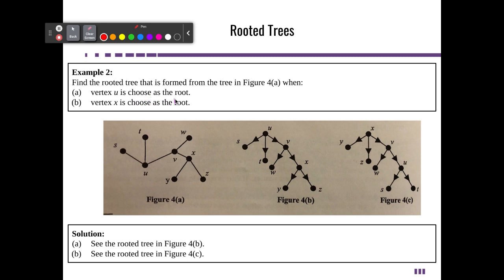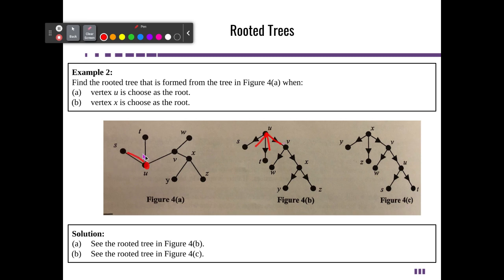chosen as the root. So in this particular case, if we start at U, then we're looking for a rooted tree that is a directed graph that starts at U and goes towards the other vertices. So when we look at this, we can see that this graph right here starts at U and directs out away from U. It's directional, so it only goes out. It does not go in.